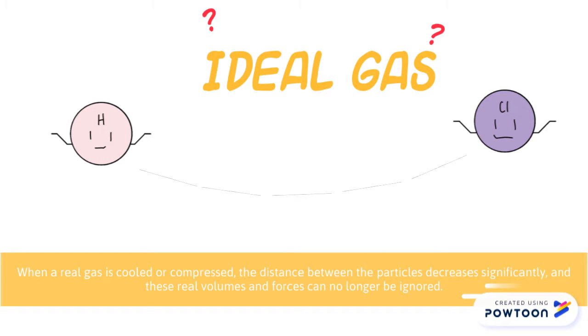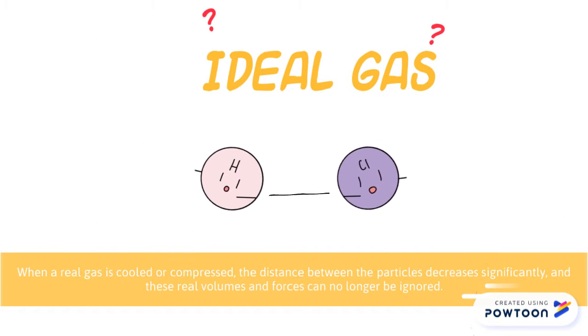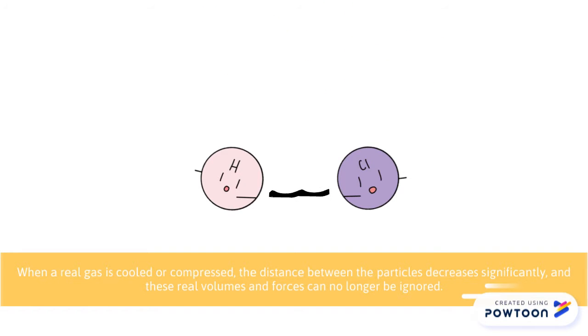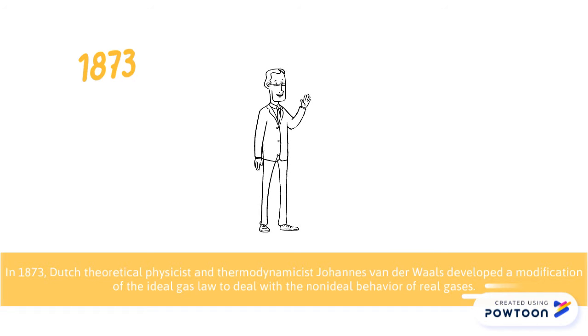When a real gas is cooled or compressed, the distance between the particles decreases significantly, and these real volumes and forces can no longer be ignored. In 1873, Dutch theoretical physicist and thermodynamicist Johannes van der Waals developed a modification of the ideal gas law to deal with the non-ideal behavior of real gases.